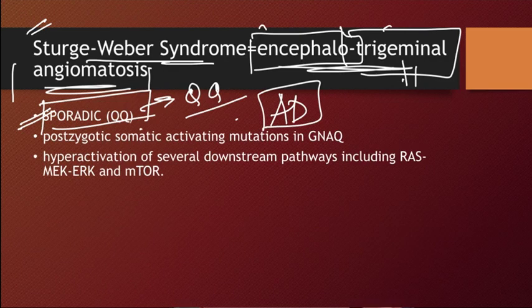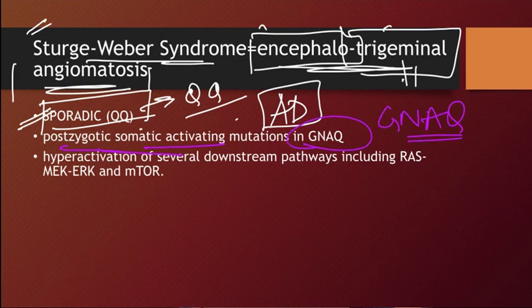So what is the genetic mutation? Now this particular syndrome remained an enigma for a long time. Nobody knew what was going on. Recently what has been proposed is that there are these post-zygotic somatic activating mutations. Because they are not inherited, they have proposed that it's a post-zygotic somatic mutation in the gene which is GNAQ. So this is the gene which is proposed that is mutated in Sturge-Weber syndrome.